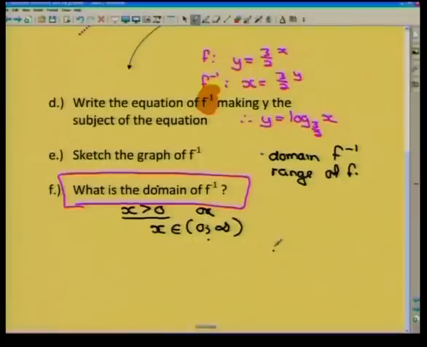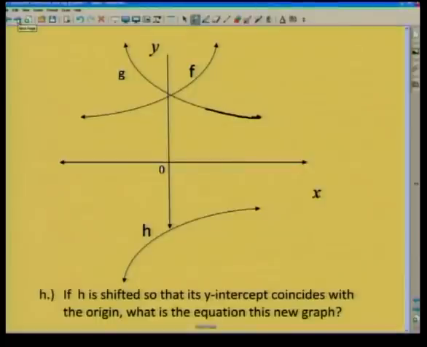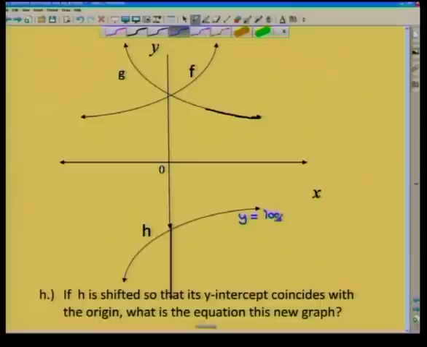Right, now we're not finished with this question yet, believe it or not. They're still going to ask me one more question, and again I've got it on a fresh page so we can refer to it. It says here, if h is shifted so that its y-intercept coincides with the origin, what is the equation of this new graph? Well, first of all, let's just extend this axis a little bit so it looks a bit more realistic.